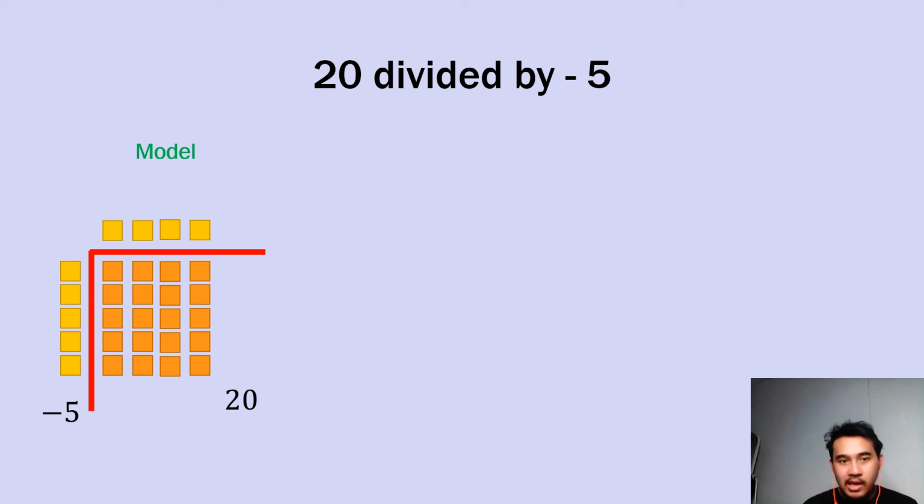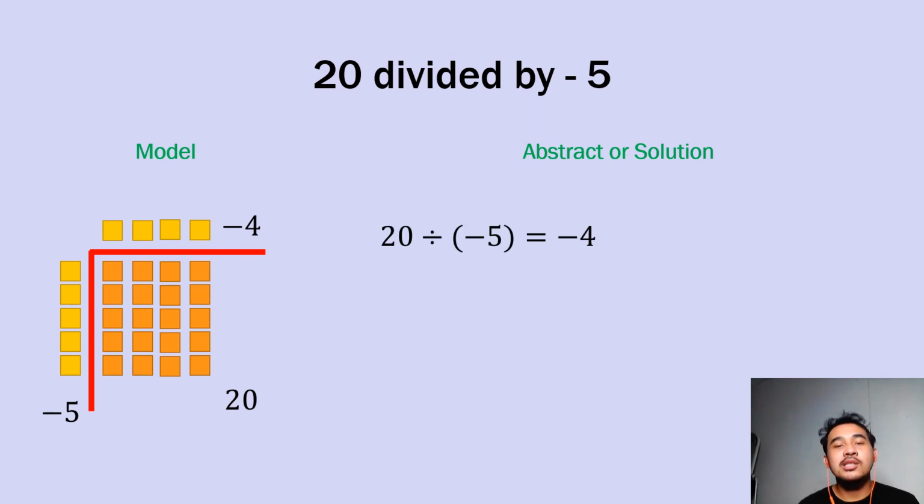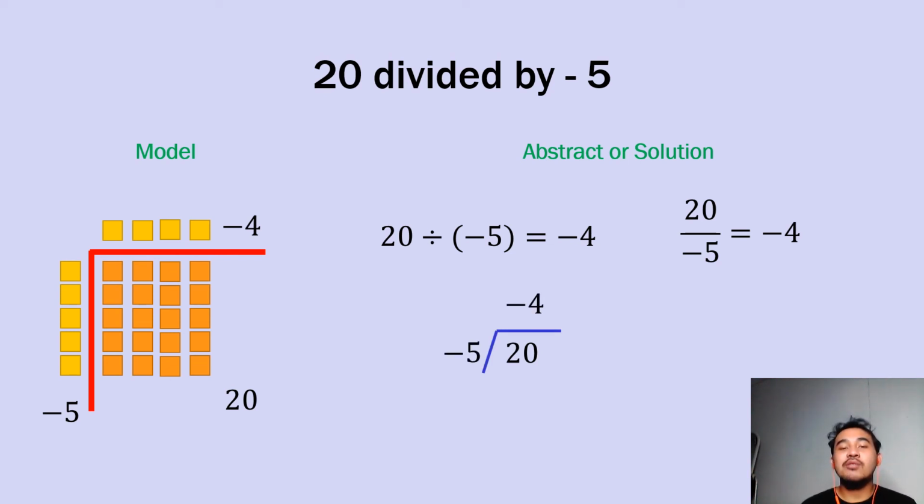Now, on the abstract solution, it's easy to say that 20 divided by negative 5 is equal to negative 4. Another way to read that is 20 over negative 5, which is equal to negative 4. Now, in the long division, 20 divided by negative 5, you have negative 4. Multiplying, you need to deduct that, and the answer would be 0.